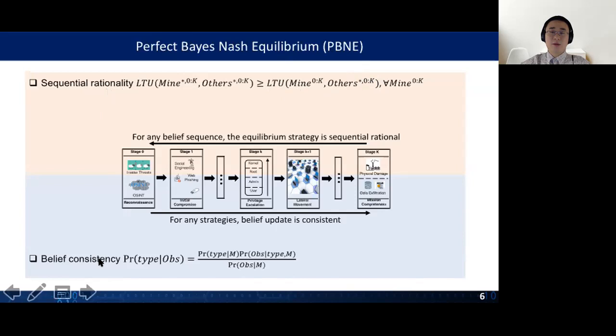The second requirement is that the belief should be consistent, which says the trust update should always follow the Bayes rule. In the upper part, trust affects policy, and in the lower part, policy affects trust. Therefore, there is a coupling between the forward belief update and the backward strategy computation. We use a counter-prior assumption to reduce the computation complexity and develop an iterative algorithm to compute the consistent policy-trust pair.